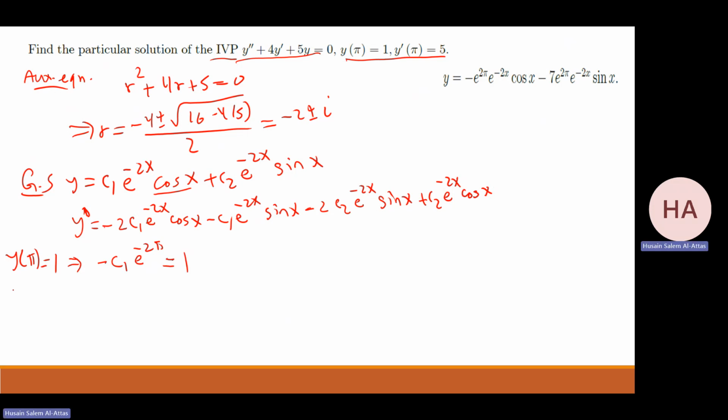The second one, y prime at pi equals 5. You have what? Cosine pi is minus 1, so I have 2 c1 e to the minus 2 pi. Sine pi gone, sine pi gone. Now I have here plus c2 e to the minus 2 pi with a minus sign, since cosine pi is minus 1. That will be equal to 5. So from here, c1 will be what?